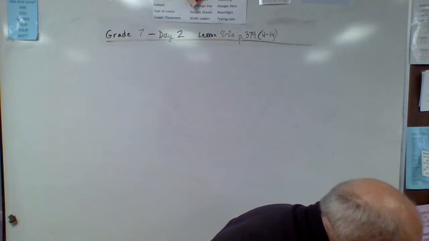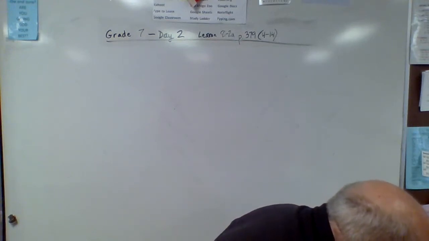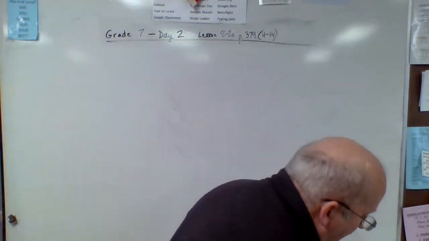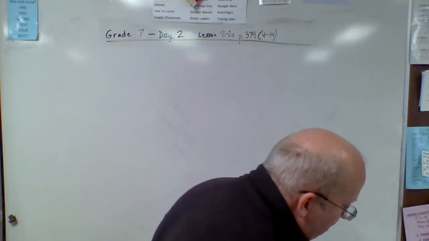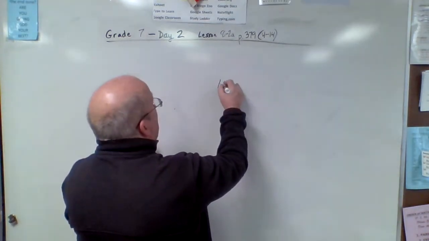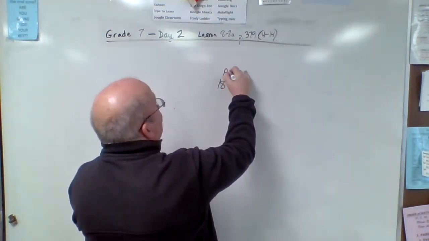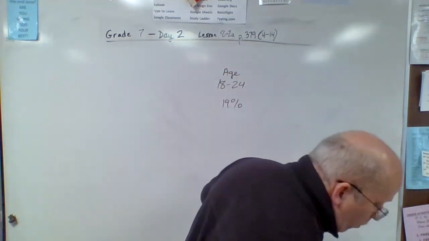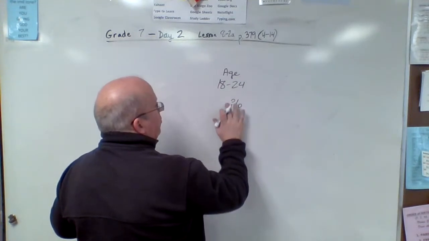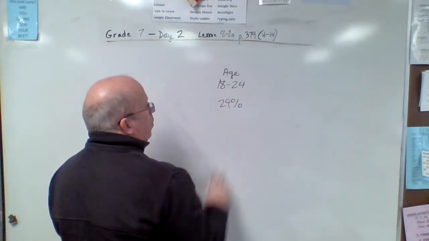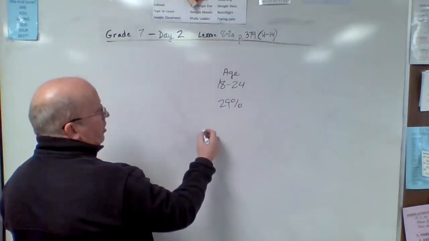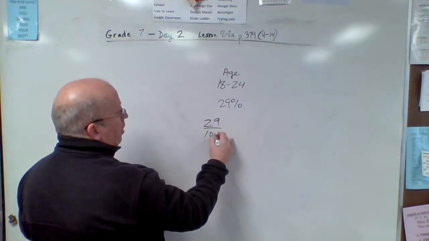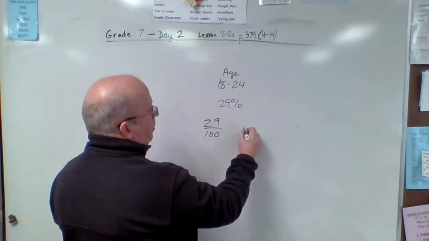I'm not going to do that one, but I'm going to show you what you need to do for a different age level. I'm looking at age level 18 through 24. It says 29%. What do they want you to do? They want you to change that into a fraction, and they want you to change that into a decimal number.